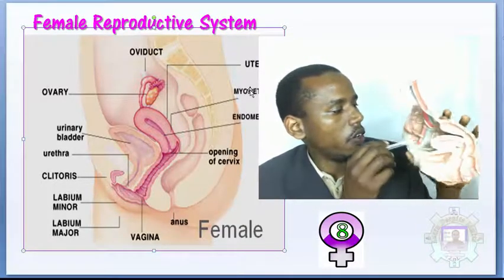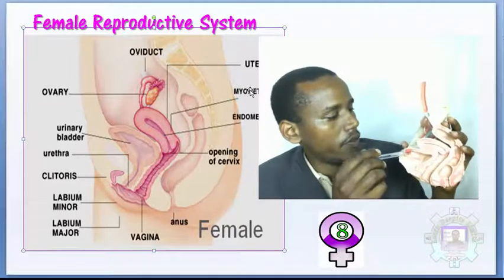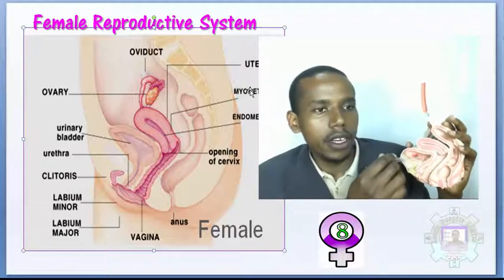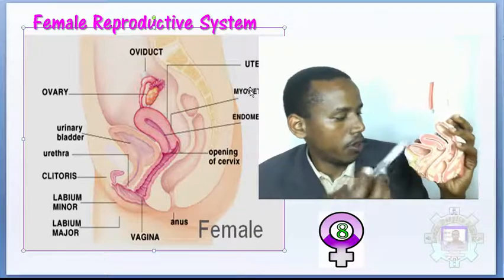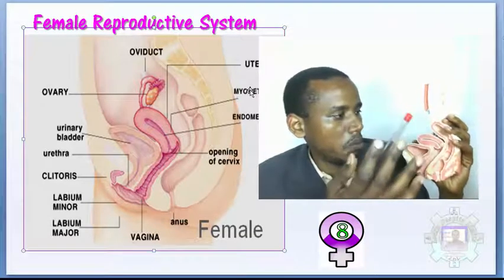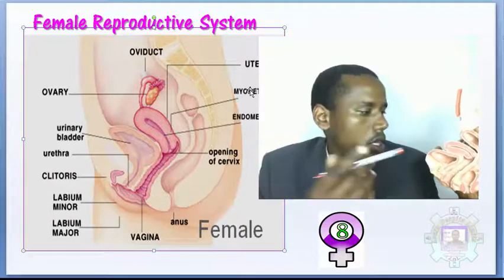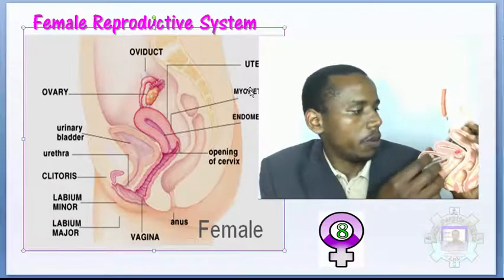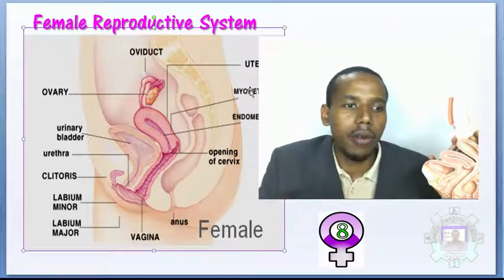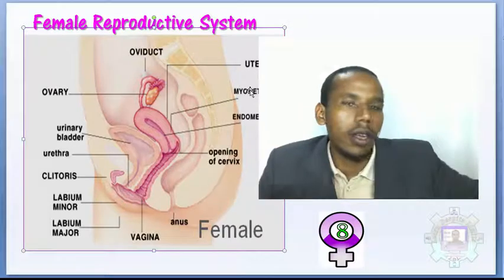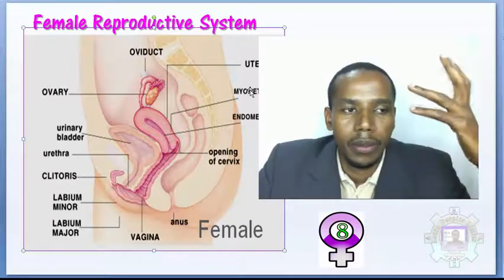Here you have the ovaries. They are located somewhere there. Over here you have the urinary bladder. You also have the rest of the parts. The endometrium usually builds up inside here, and as you can see, with the labeling, all those are the parts of the female reproductive system.